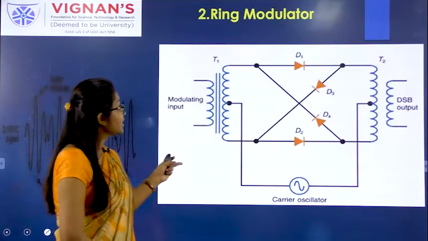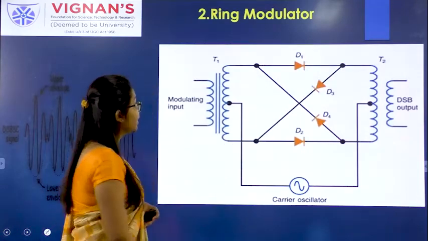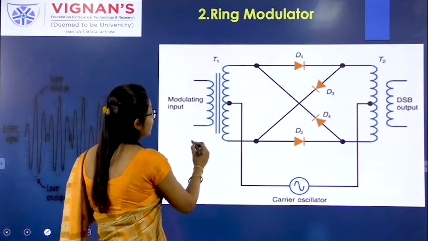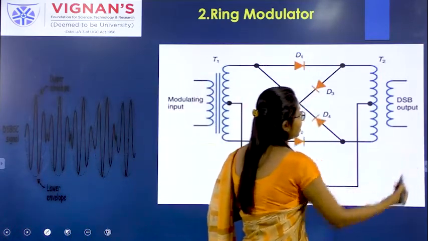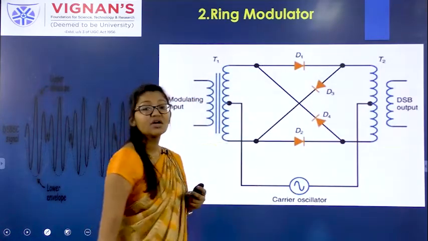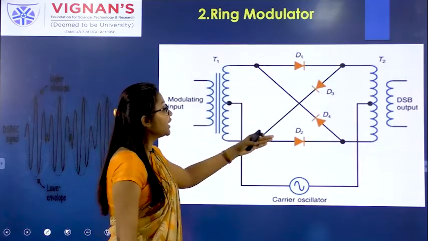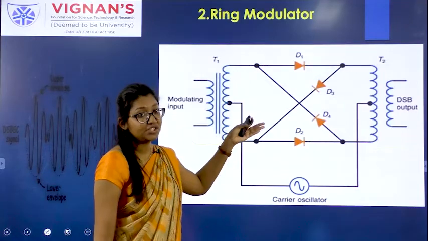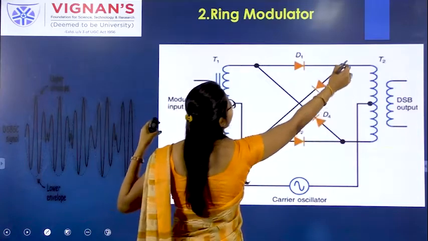This is the circuit diagram of the ring modulator. What can we observe here? There are two transformers. This is one transformer and this is one transformer. There are two transformers and totally 4 diodes. The 4 diodes are placed in a ring shape, or you can say a bridge shape. So these 4 diodes are in the form of a ring.